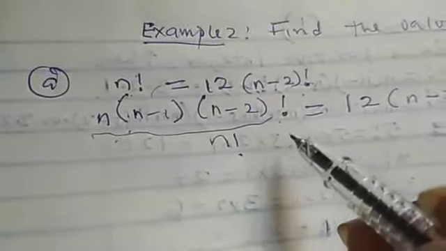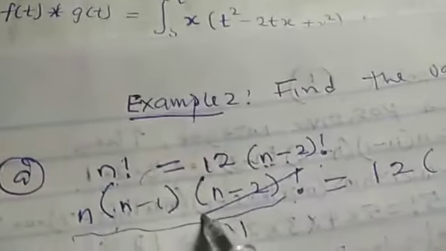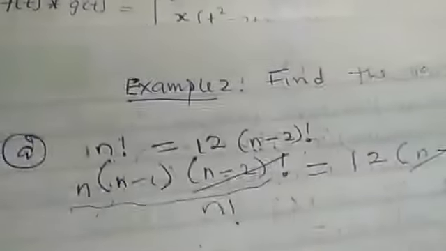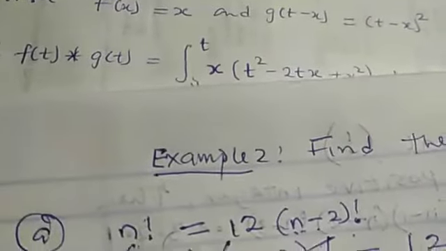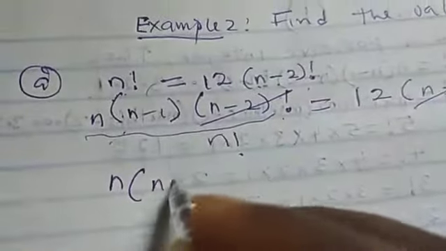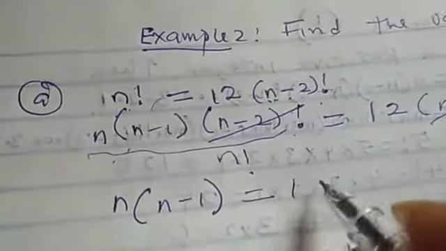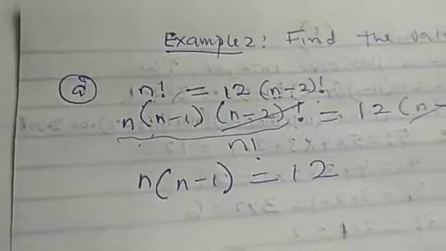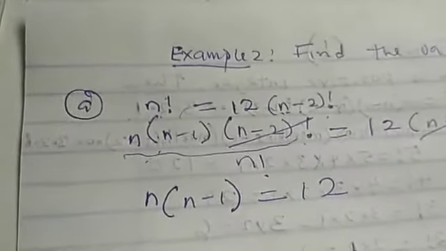From this place, the common ones will be cancelled. You observe that n minus 2 factorial is common to this. It will be cancelled. So what we are going to have left is n into n minus 1 equal to 12. This will lead to a quadratic equation. But in order not to stress ourselves with the quadratic equation, we have a short method to use.